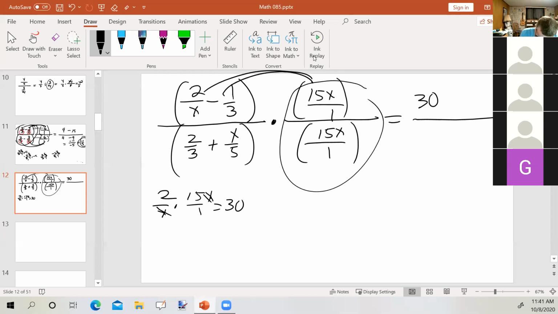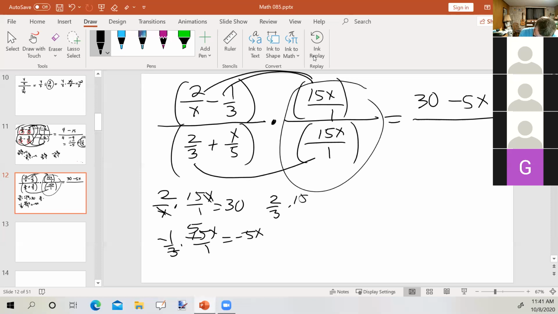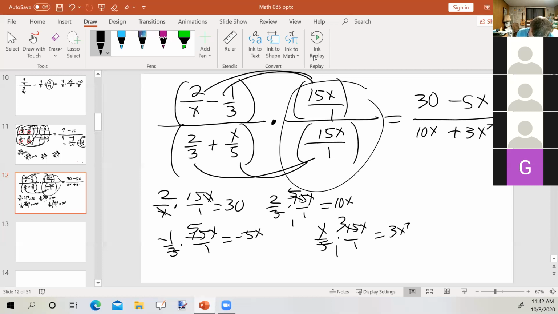Minus 1/3 times 15x over 1. The 15 over 3 is 5 and we get negative 5x. So minus 5x. Got it. In the denominator, 2/3 times 15x over 1. 15 over 3 is 5 over 1. 2 times 5x is 10x. Going on. x over 5 times 15x over 1. 15 over 5 is 3 over 1, and we get 3x squared.